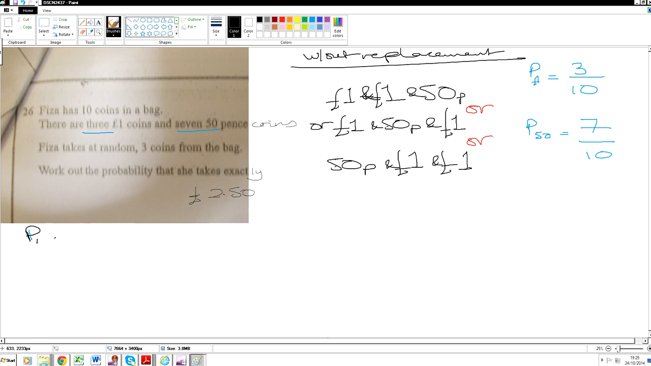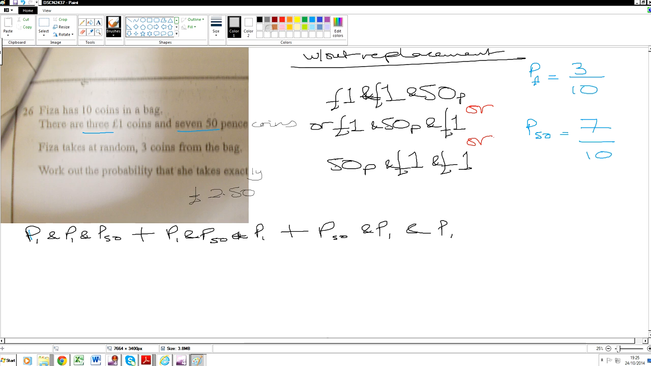Probability of a £1, probability of a £1, and the probability of a 50p. And means what do we say? Plus. Probability of a £1, probability of a 50p, and probability of a pound. Or the probability of a 50p, and the probability of a pound, and the probability of a pound. I'm setting this out at the bottom so we can now start putting the fractions in.